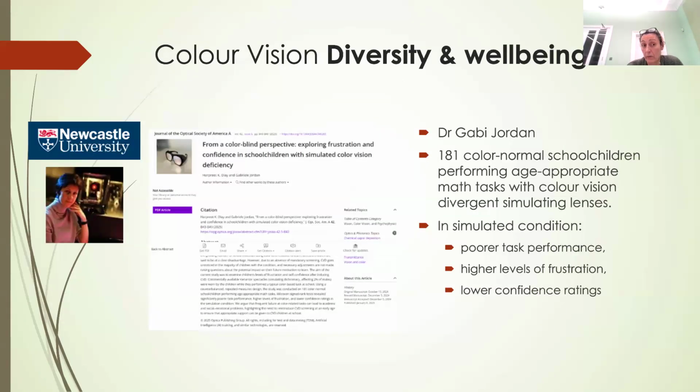And then there's the work also of Gabby Jordan at Newcastle University, who is simulating colour vision divergence, what was called colour blindness, in children, and asking them, reporting high levels of frustration when they try to access the literature, educational literature.